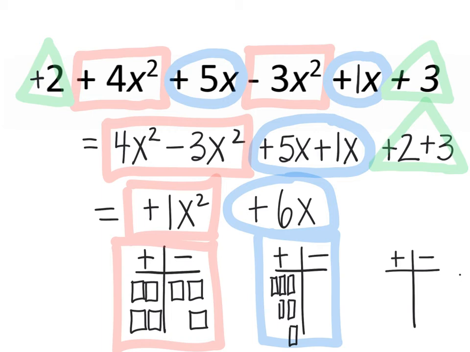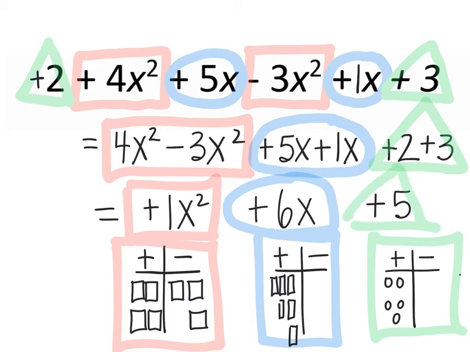Our final scoreboard is going to include the information that's colored with green. So in this case, we have 2 positives and then we have 3 positives. So the positive team is going to win. They're going to get all 5 of those points. And what that's going to leave us with is an overall expression of 1x squared plus 6x plus 5.